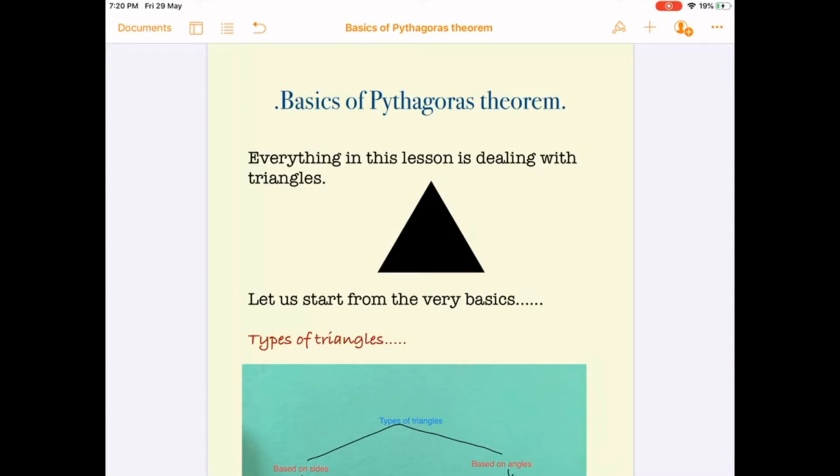This video lecture is for 10th standard SSC board, and in this video we are going to see about the basics of Pythagoras theorem. Now why the basics? Because we have a chapter named Pythagoras theorem in our Maths 2 geometry book. So before starting that lesson, the lesson number 2 of Pythagoras theorem in geometry book, I want to clear the basics. So here is the basics video.